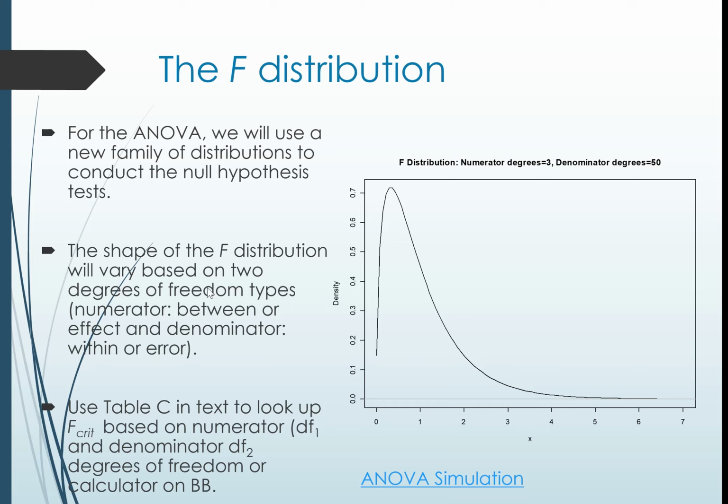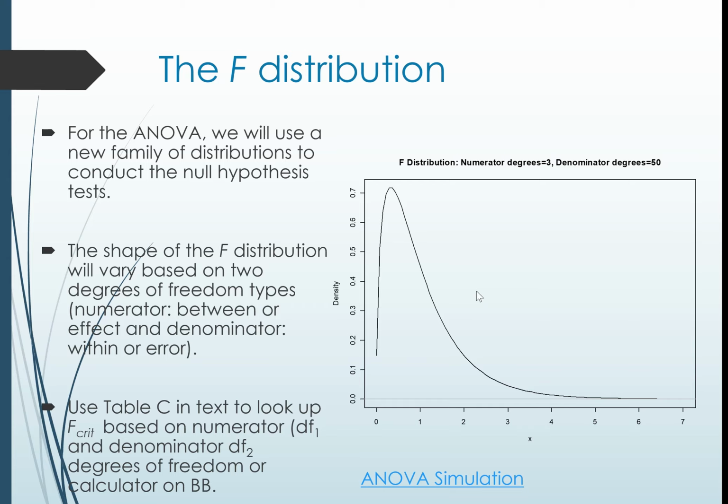But still, we're dealing with the same concept in terms of the proportion of the area under the curve, and comparing alpha to the proportion of the area under the curve beyond the F value that we obtain. Now, the thing about the F-distribution is we don't have to worry about negative and positive values because for the ANOVA itself, the F value will not be negative. The lowest it can be is 0.